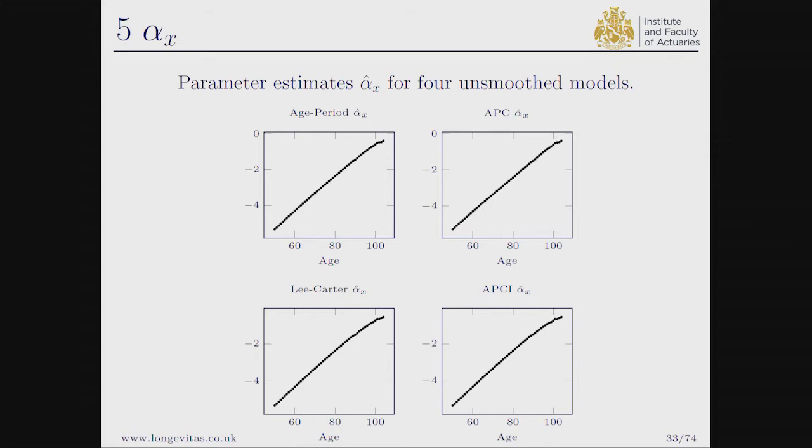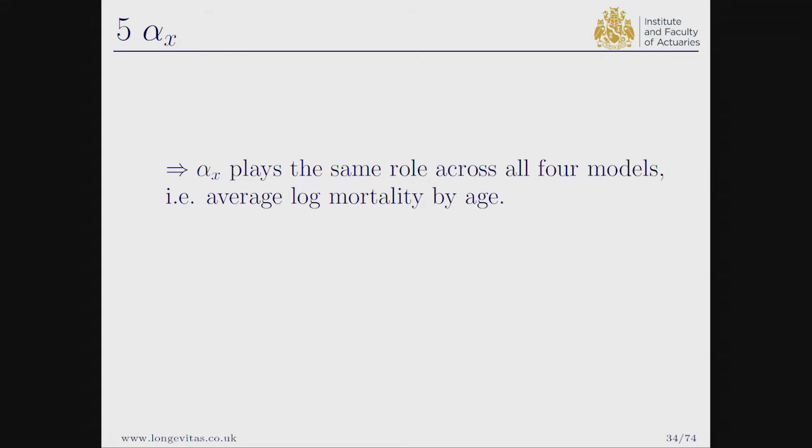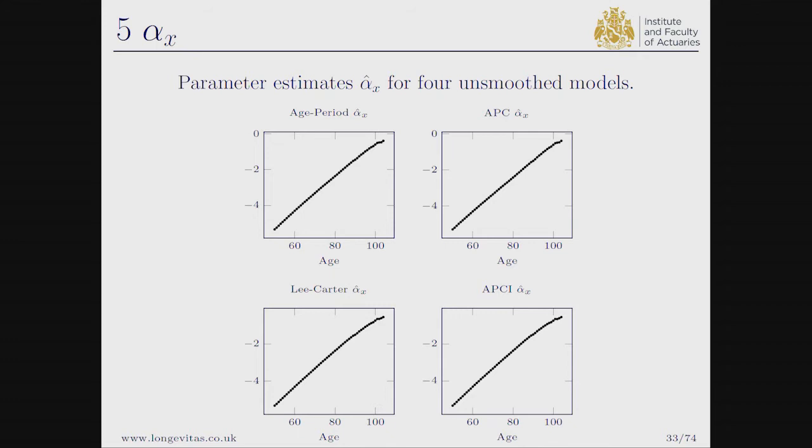So alpha x plays the same role, average log mortality by age, as long as we apply this identifiability constraint that the sum of the kappa values should be zero, then alpha x will have this interpretation. It's worth noting that although we've actually used a single parameter for every single age here, that's far more parameters than we strictly need. That's a clearly over-parameterized part of all of the models. These 50 plus parameters are strictly speaking unnecessary. There's a very clear, smooth pattern there. So these 50 plus parameters could be replaced by a much simpler, smoother curve.